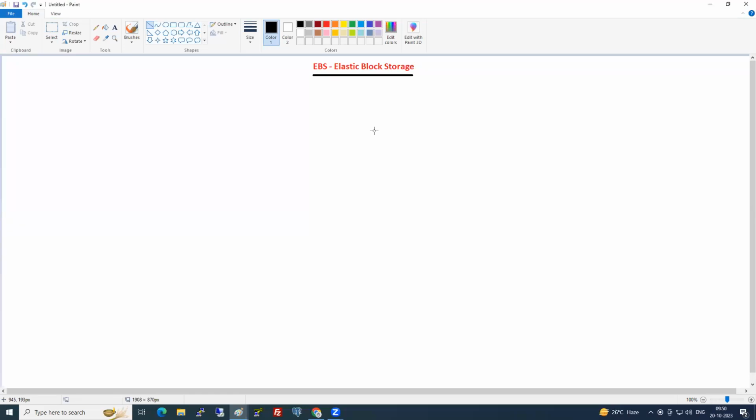Elastic block storage. Okay, we know EC2 instance. What is an EC2 instance? It's a server. Now, a server should have a hard disk, right? Definitely. Your laptop has a hard disk. So for every server, the hard disk is very important. Without a hard disk, do we have a server?